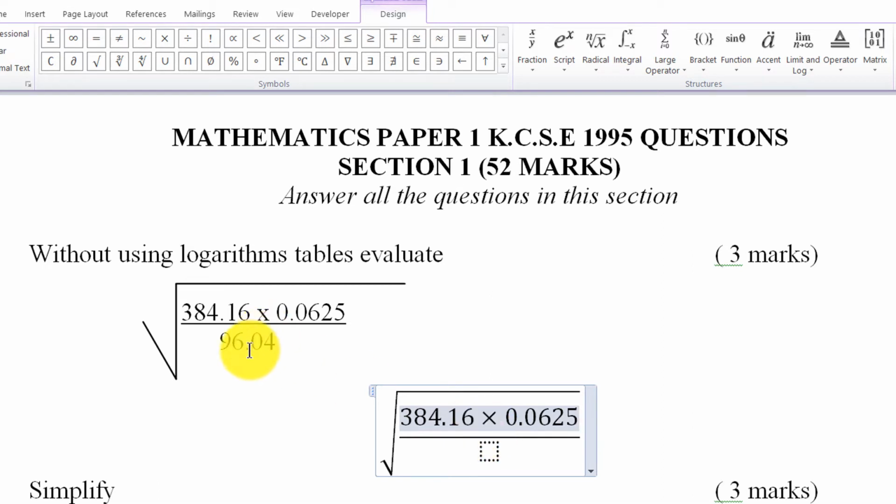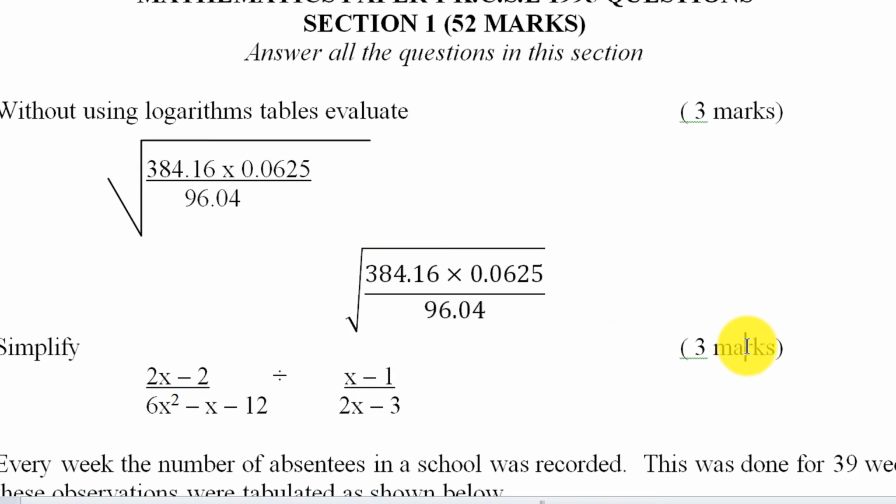What is my denominator? My denominator is 96.04. And when I click away, I have a neat equation written correctly. There is no unnecessary improvisation, because this is unnecessary improvisation.